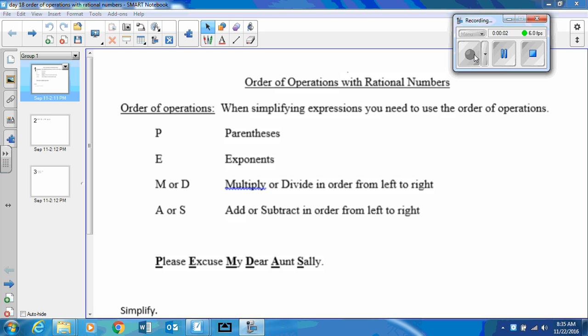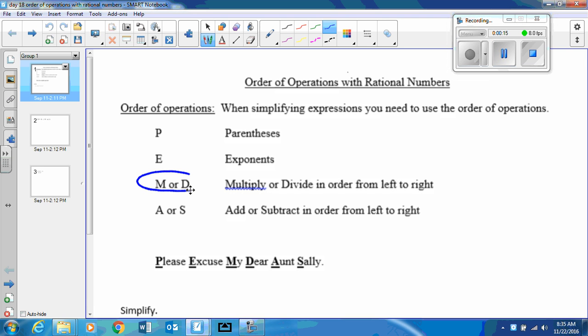This video will help you solve order of operation problems with rational numbers. So remember the order of operations. Please excuse my dear Aunt Sally. So parentheses, exponents, multiply or divide in order in which they're written from left to right, and then add, subtract in order in which they're written from left to right.